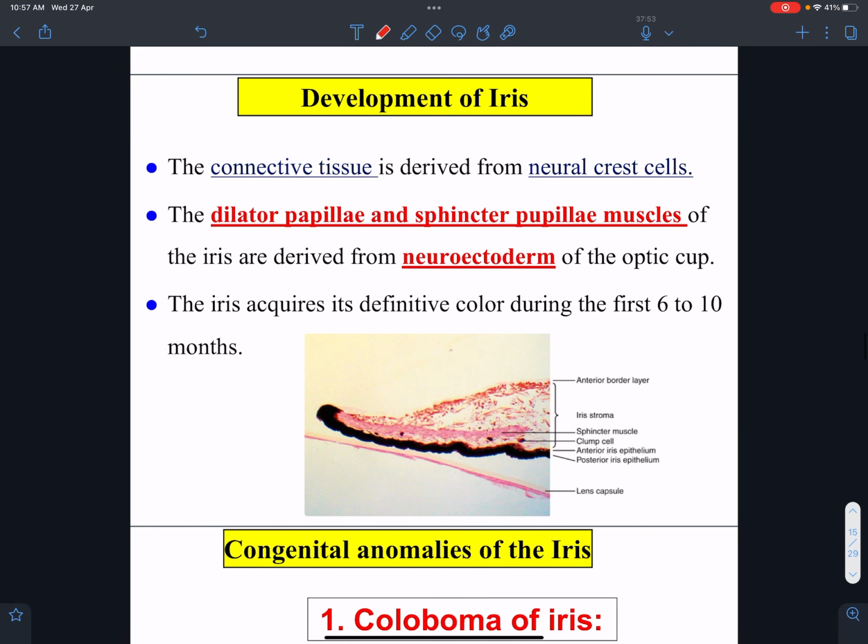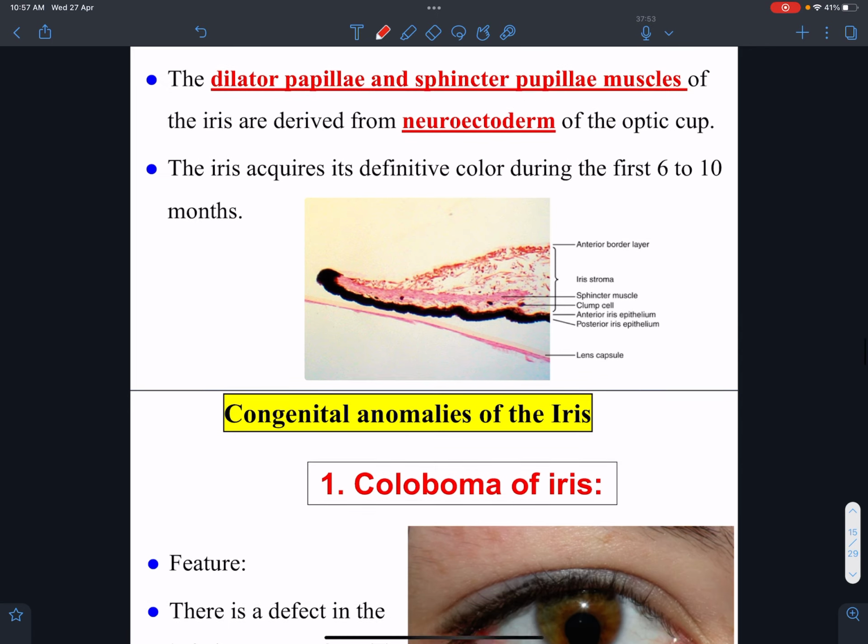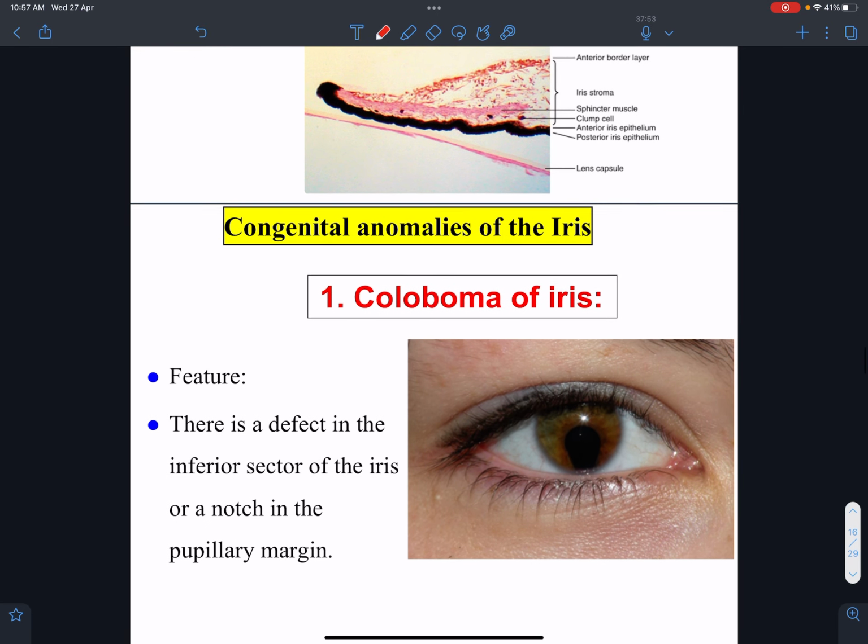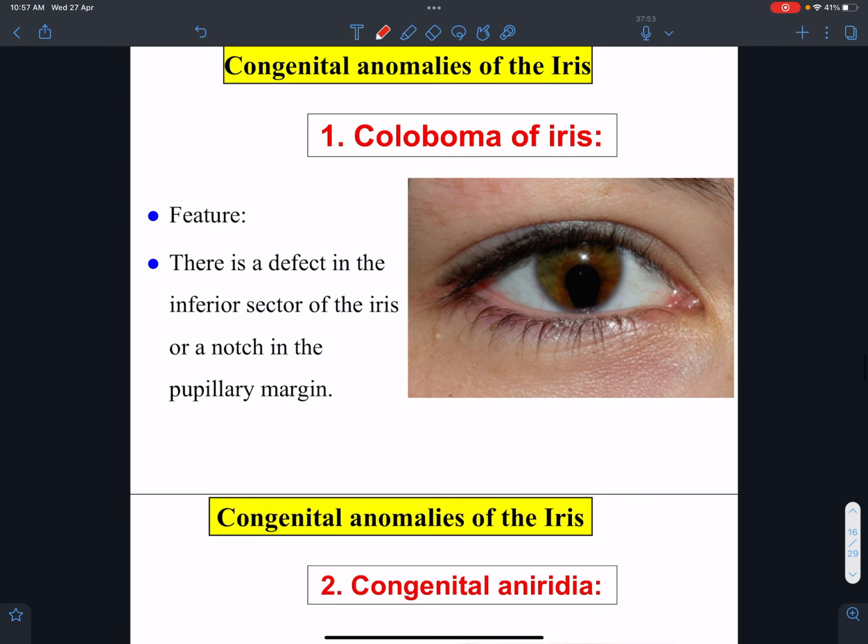Next is the development of the iris that we've mentioned before. The muscles of the iris come from the neuroectoderm, and the connective tissue from the neural crest cells. So the iris is developed from these two sources. Two anomalies of the iris specifically: the first is coloboma. Coloboma means hole, and here it is a keyhole-shaped hole, like when you try to open the door with a key and there's a hole to insert it. It is a defect in the inferior sector of the iris, or a notch in the pupillary margin, whatever you want to describe it as.